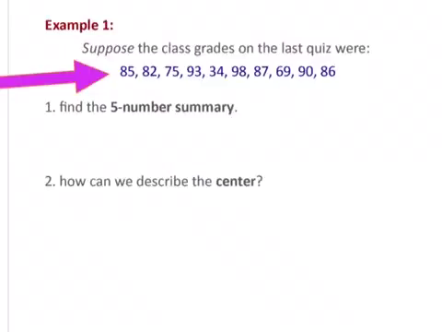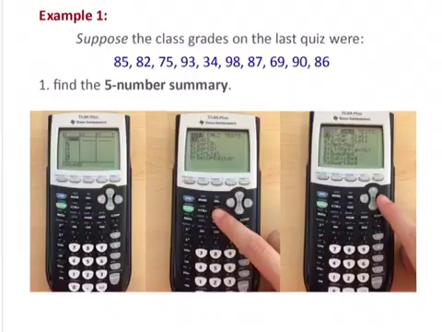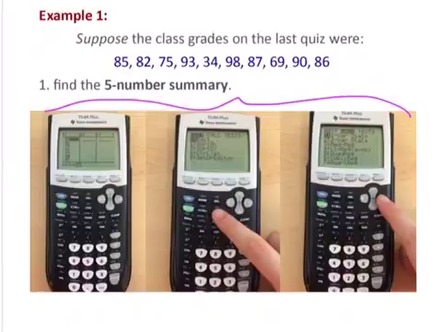So if we were given this question, the first part says find the 5-number summary. Well, we remember the 5-number summary is the min, Q1, the median, Q3, and the max. And we learned last class that our calculator has a great way to help us find those. We're going to talk about that in a minute. The second question says, how can we describe the center? So our calculator has a lot of tools that we can use. So we went through these steps last class. I have some screenshots here.